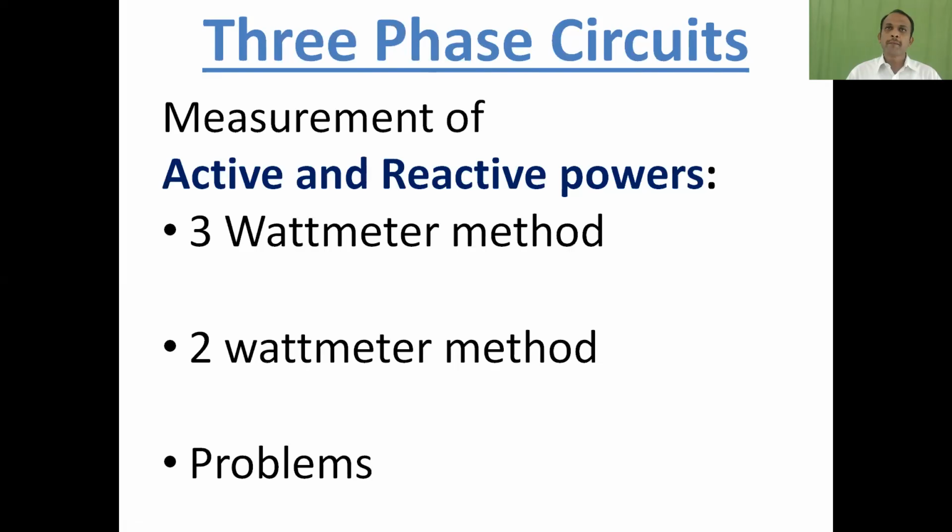The measurement of power can be done by the 3-wattmeter method, which actually has more disadvantages. Later we will study the 2-wattmeter method in more detail. This is a very important wattmeter method, because by using 2 wattmeters, we can measure the total active power in a three-phase system and the total reactive power in a three-phase system.